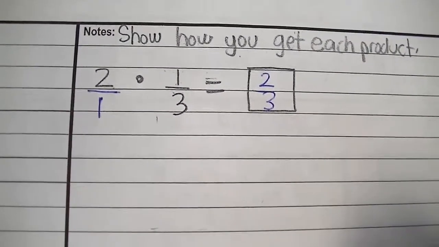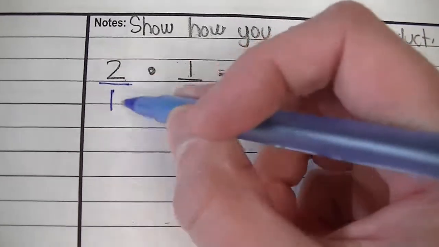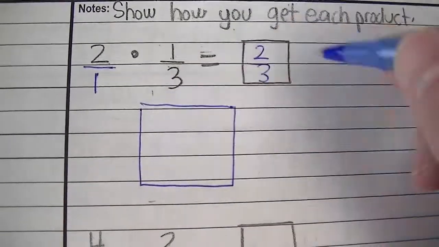Now to represent this picture, it looks maybe a little different. So it's a whole 2. So I'm going to draw 2 rectangles.